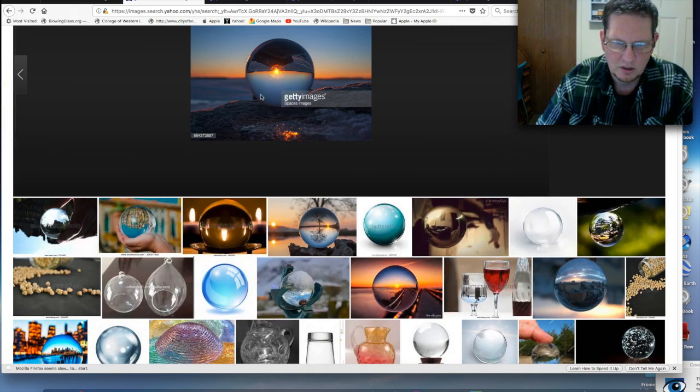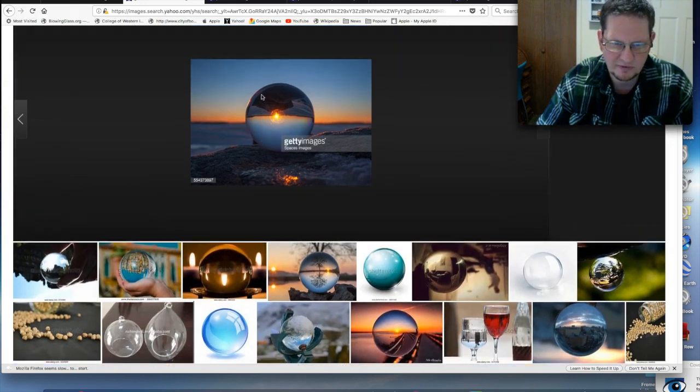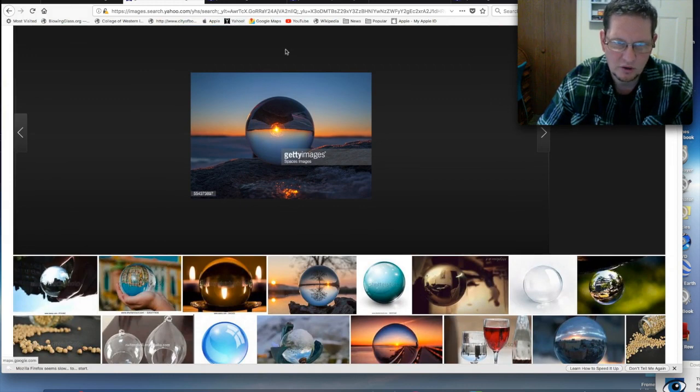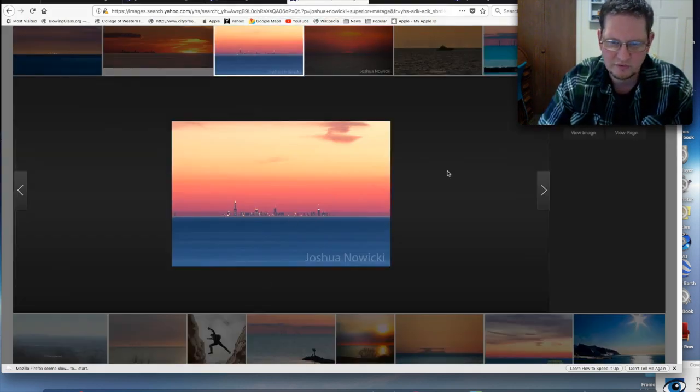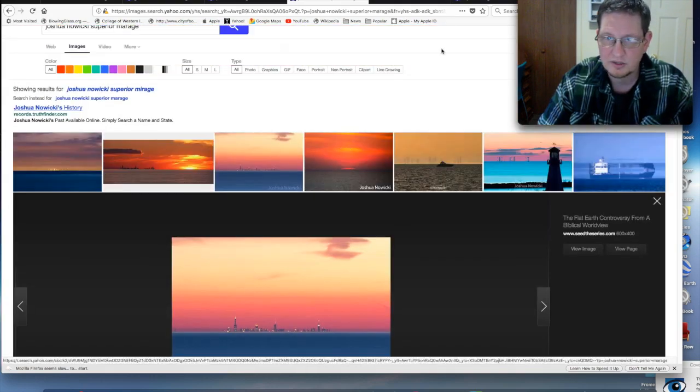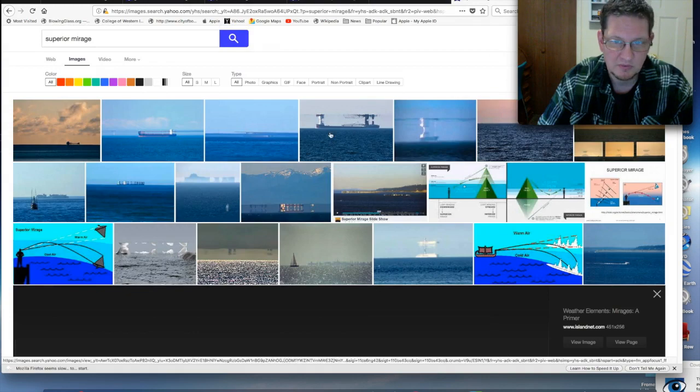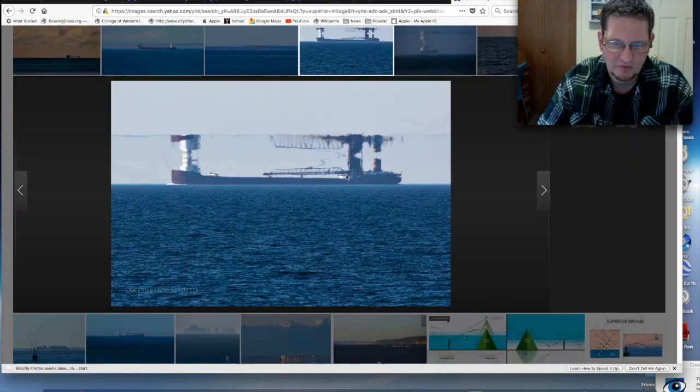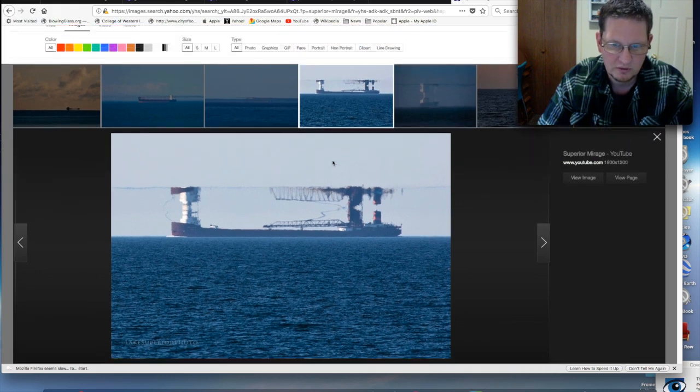But the reason I'm bringing this up is it made me think about atmospheric conditions when you look over a large expanse of area. I first saw this Joshua Nowicki image back in 2015, and the news guy said that the image here is a superior mirage. I looked up superior mirage, and I found images like this, where you have a reflection from the atmosphere inverting, and it's distorted looking.